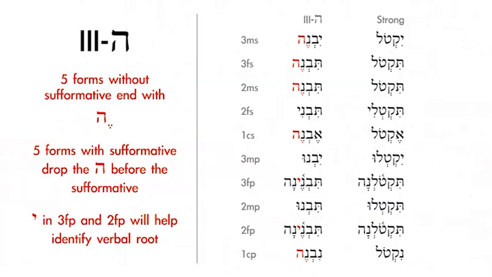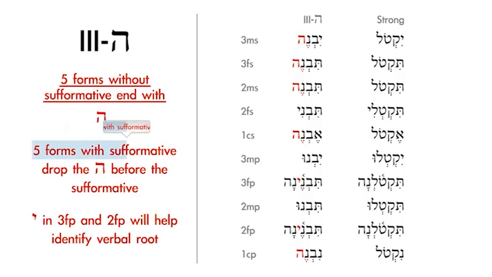Third hey verbs are a very common weak verb class, and they tend to give students some trouble, so we're going to make sure that doesn't happen for us. We'll begin here. Those 5 forms without sufformatives end with sagol hey. And that's a very nice feature because that sagol hey will remind you every time that these verbs are third hey. It'll make identifying the verbal root clean and easy.